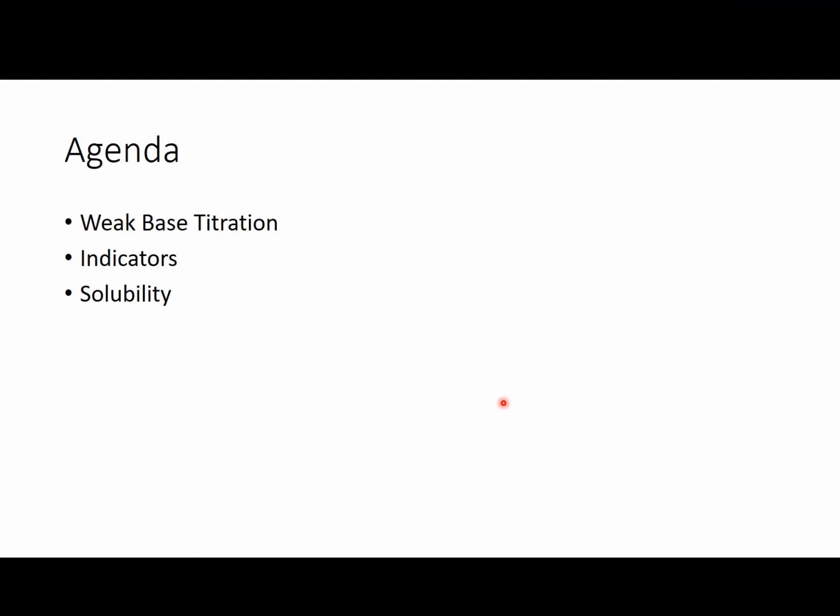Okay, so here we are for class for today. Today we're going over acid-base titration with a weak base, indicators, and solubility. This is a rather challenging topic overall, equilibrium, but it ends on a real easy note with solubility. So we will have a good time with that.